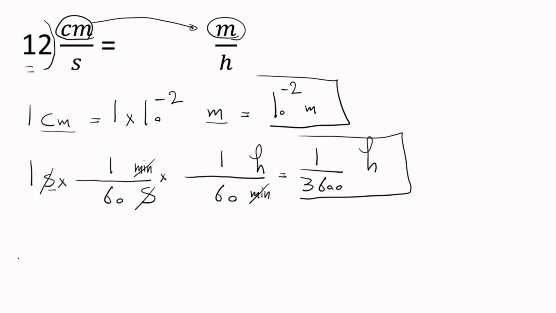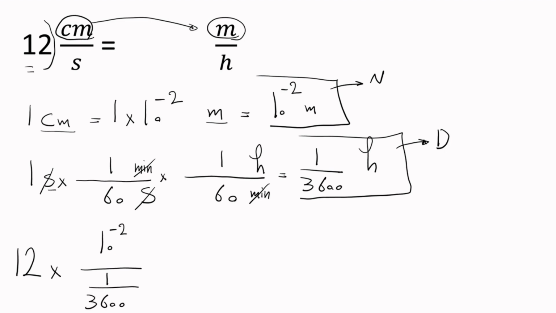Okay, let's return to the number. I'm going to have 12 here, which must be multiplied by, in the numerator I have, this is numerator, and this one is denominator. In the numerator I have 10 to the power of negative 2, and in the denominator I have 1 over 3600. What about the unit? In the numerator I have meter, and in the denominator I have hour, so I must write meter per hour as I expected.